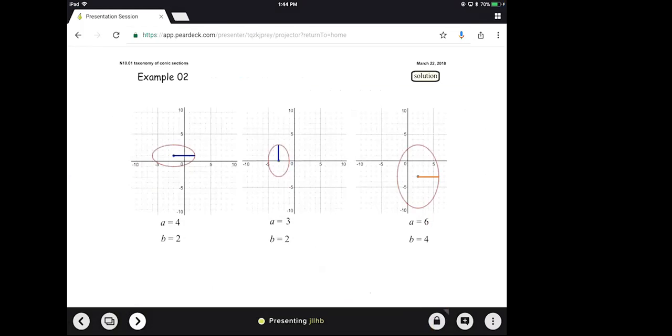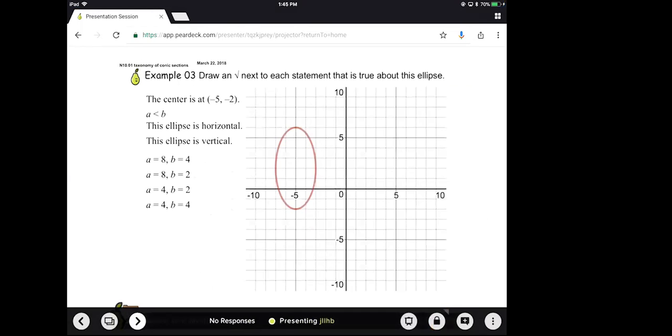All right, and just for future reference, when you see the notes, are A and B always positive? Yes, because they're lengths, so they have to be positive. That's good, especially when we do equations in a couple of days. It's good to keep in mind they have to be positive, with their lengths. Good.